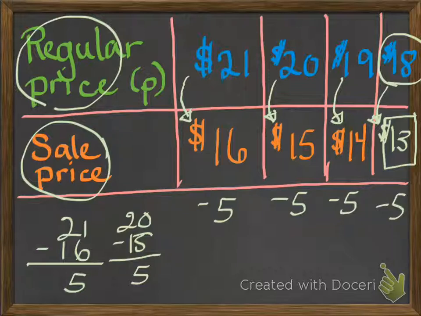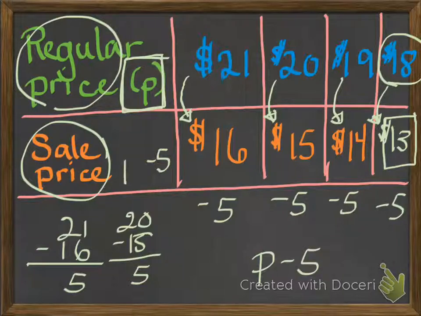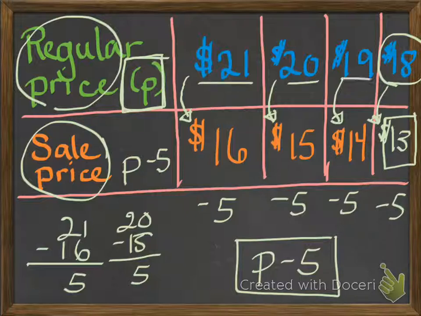Okay, now up here, we have our variable for the regular price. The regular price is P. To find the sales price, we subtracted 5 from it, right? So the sales price is P minus 5. Whatever P was, and P had 4 different values here, 21, 20, 19, and 18, whatever it was, we subtracted 5 from it, and that gave us the sales price. Okay, so this is our expression, P minus 5.